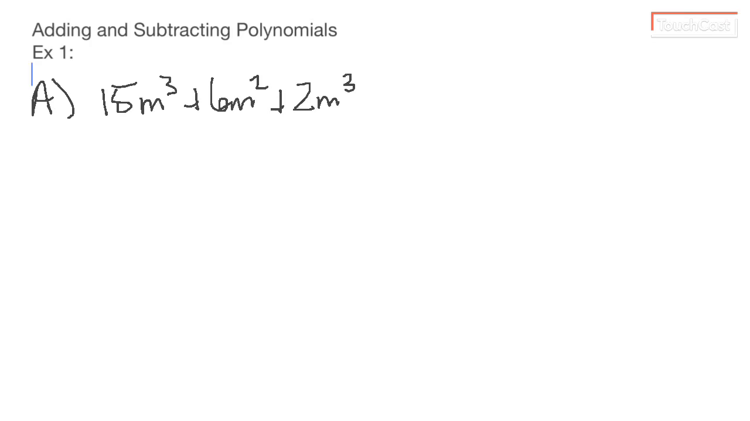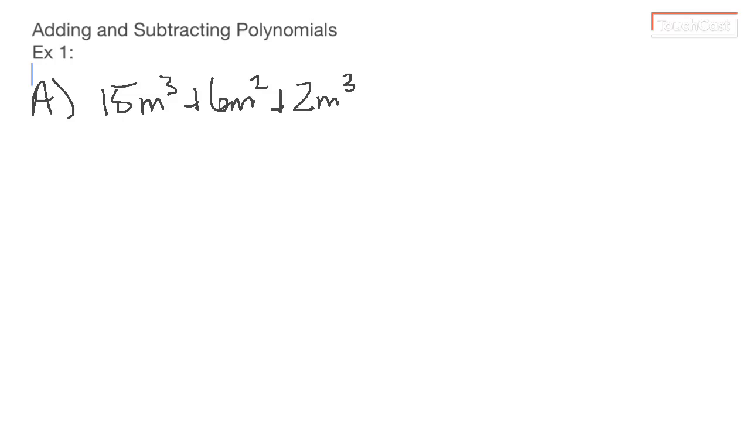The first one's going to have 15m to the third plus 6m to the second plus 2m to the third. Now to add these, we're going to look at, do they have the same variable, and are the variables raised to the same power?